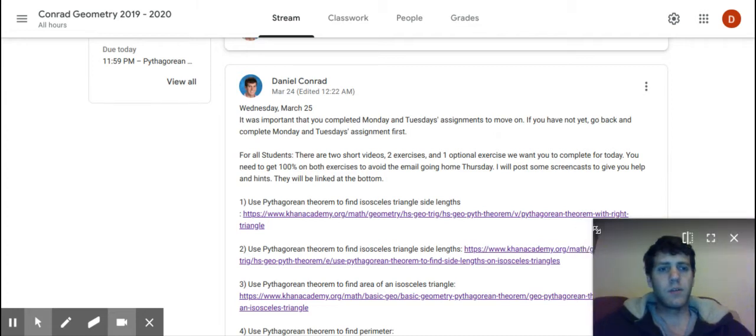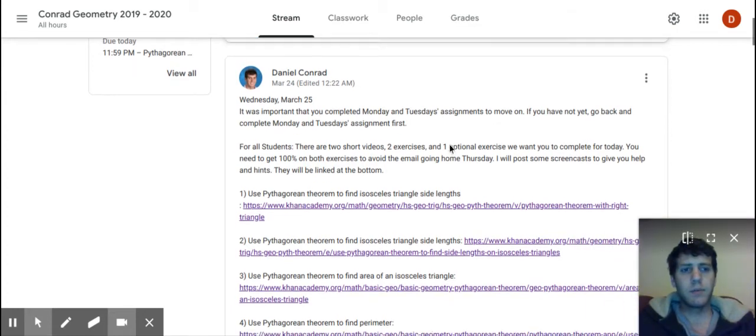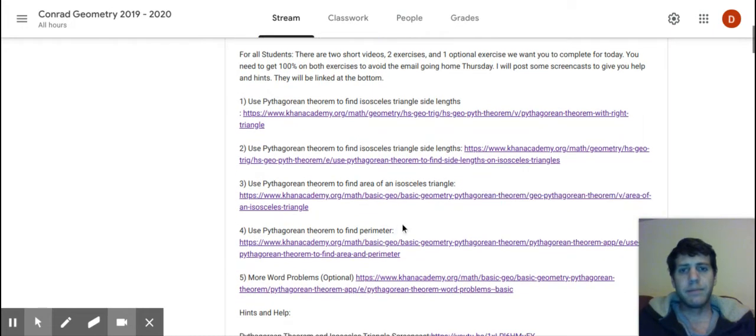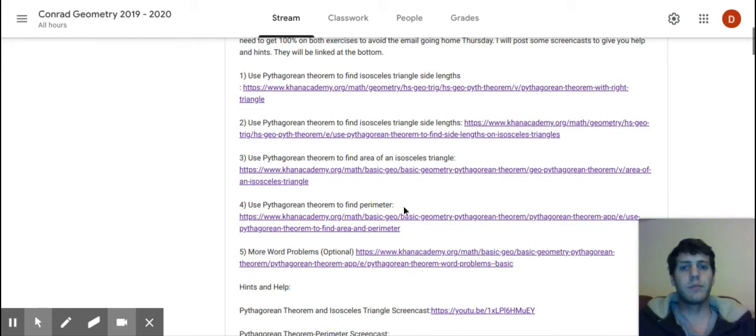Okay, I wanted to go over a couple of the problems for the perimeter ones, right? So they gave you a video, link 3, that just gives you a video of finding the area of an isosceles triangle using the Pythagorean theorem, because that'll help you find the altitude or the base. And the area formula for a triangle is 1/2 base times height. So you use the Pythagorean theorem either to find the base or to find the height, the altitude of the triangle.